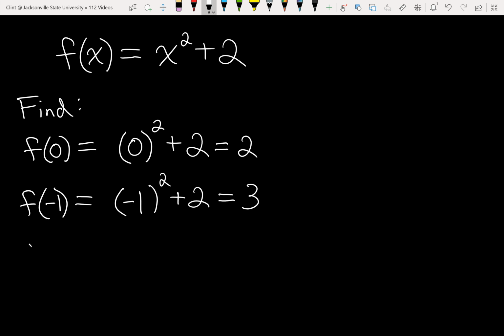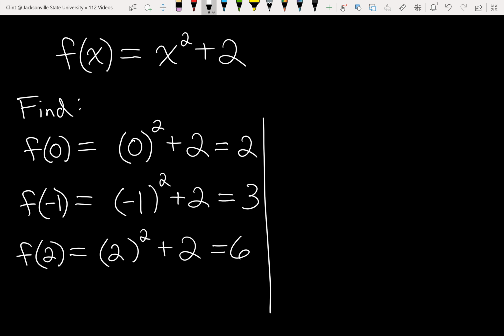Okay. What about this one? Let's do one more. F of 2. So where we had our x, we're going to put parentheses, and you can do the whole thing if you want to. And then in our parentheses, we're going to plug in 2. So 2 squared is 4. 4 plus 2 gives us 6. Okay. I'm just going to divide my paper in half here.